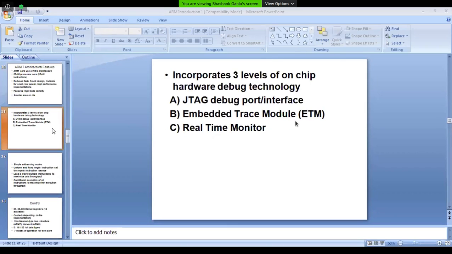Apart from JTAG, there are other levels of debugging: one is called ETM, Embedded Trace Module, and the other one is called RTM, Real-Time Monitor.